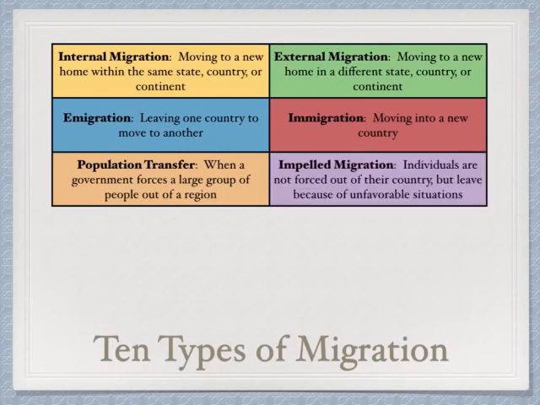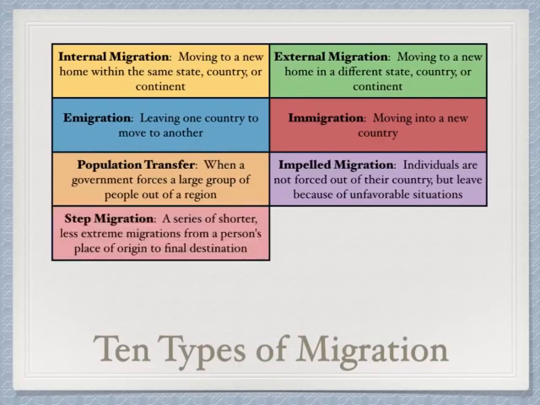An impelled migration is when individuals are not actually forced out of their country, but they leave anyway because of unfavorable situations. Impelled migrations can happen because of things like warfare, political problems, religious persecution, even environmental factors. It's also called a reluctant or an imposed migration. But make sure that you don't mix it up with a population transfer because they are different.